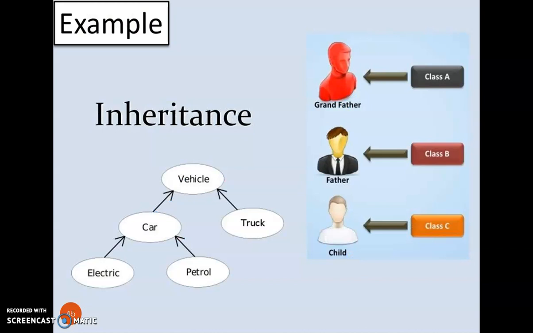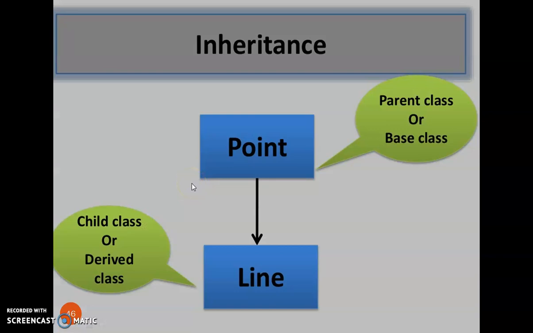Here is the pictorial representation. For example, inheritance: grandfather, father and child. The child will acquire the properties of the father as well as the grandfather. Here the common parent class is vehicle and the subclasses are car and truck. Electric and petrol are the subclasses of car. So electric and petrol acquire the features of car. Car and truck acquire the features from the parent class vehicle. Another example, point and line.